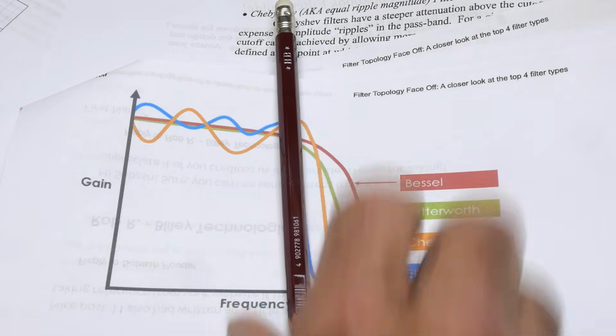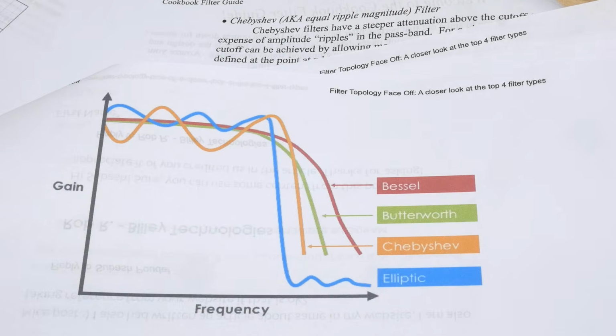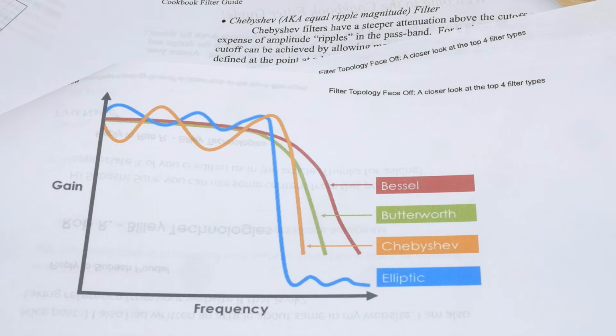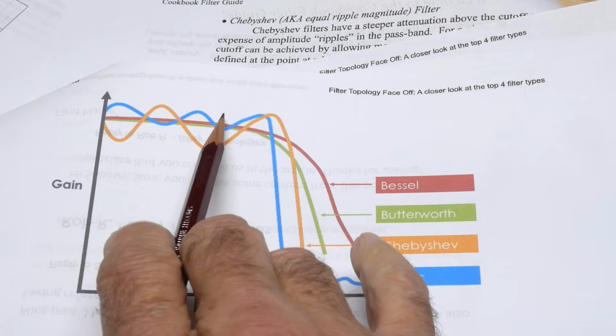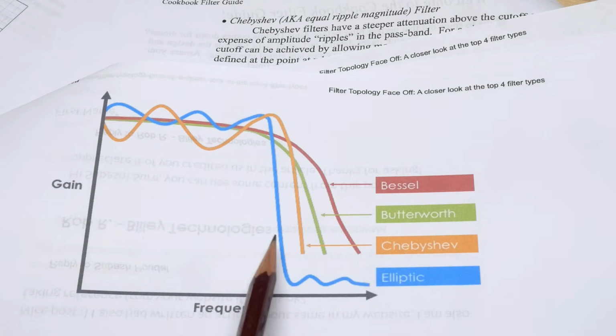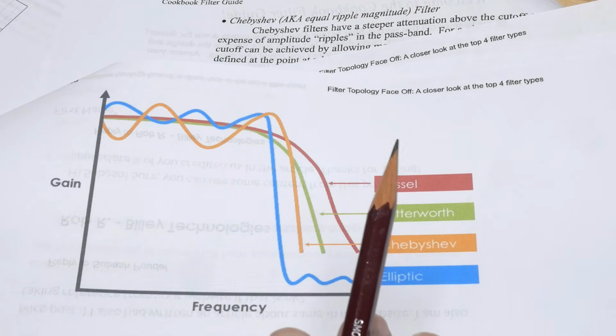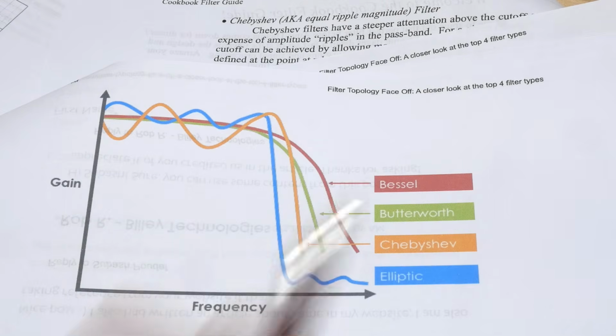cutoff. All right. So, which one do you use? Which one's best for you? Well, that's a lot of knowledge. That's a lot of what do you really need. But it really comes down to, do you need flat? Do you need sharp? Do you need phase? Do you need transient? And then you get to choose which one you want.